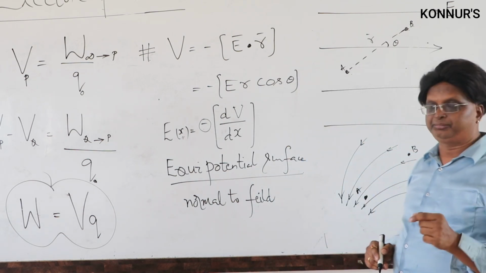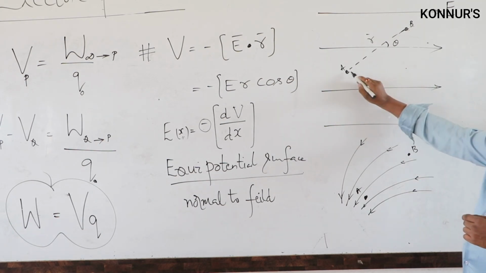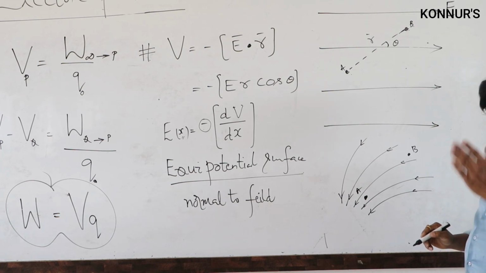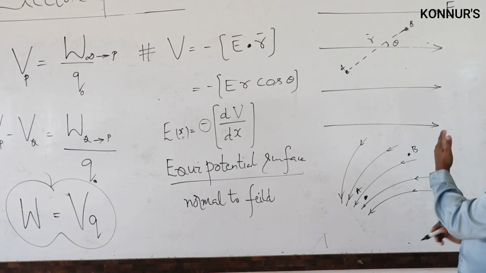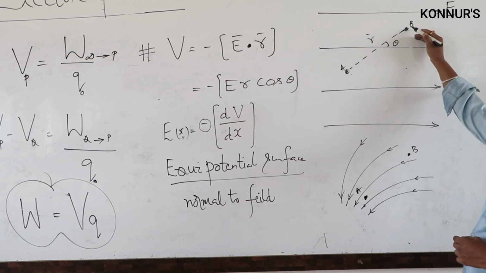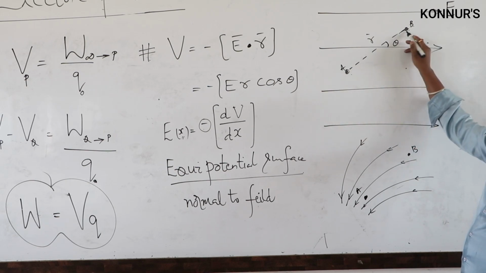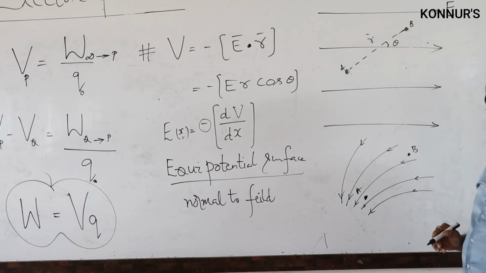To understand my statement one more time, look at the same figure. Now here A and B are 2 points. When you follow the direction of the field, point A appears first and then appears point B. Therefore now A is at higher potential, B is at lower potential, like that.